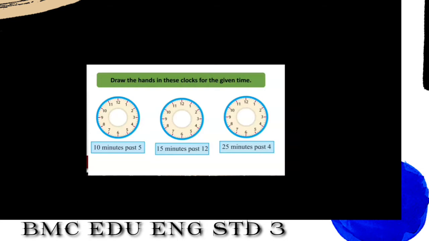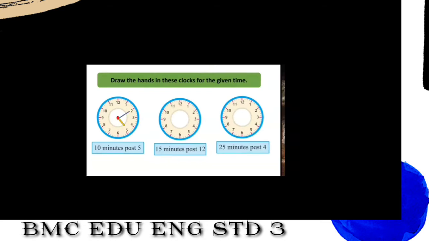The long hand will be on 2 and the short hand between 4 and 5. In this way, you are going to draw the clock. See, the short hand between 4 and 5 and the long hand on 2. So that is 10 minutes past 5. Next is 15 minutes past 12. So how will you draw the hands?